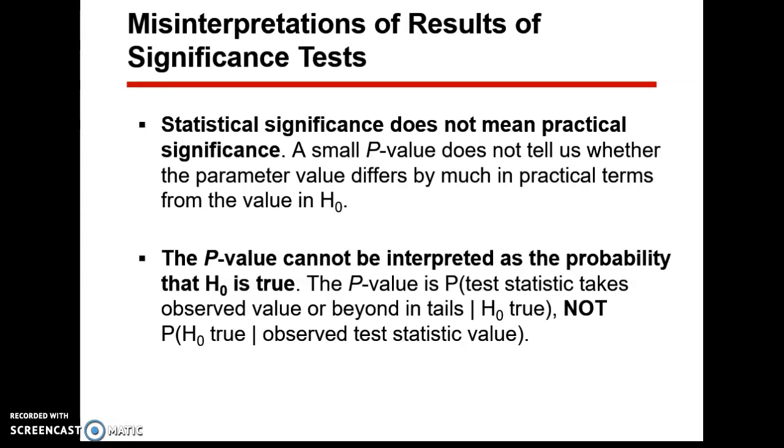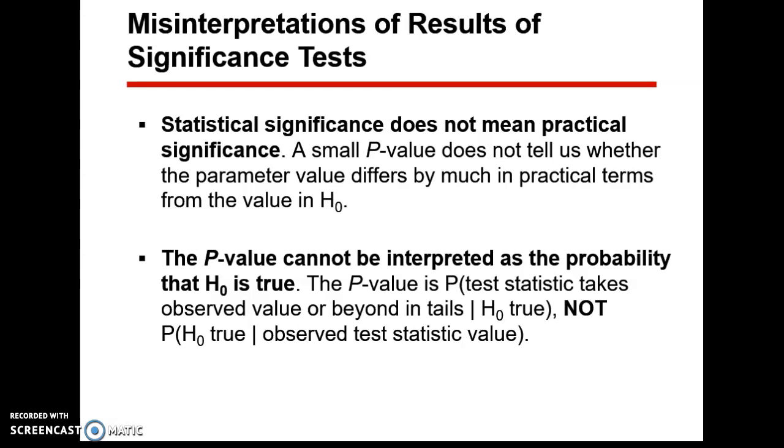So the true parameter value we don't know. And we find the small p-value doesn't really tell us how much it differs from the assumed value in the null hypothesis. It may be right on the button. It may be quite different from it.